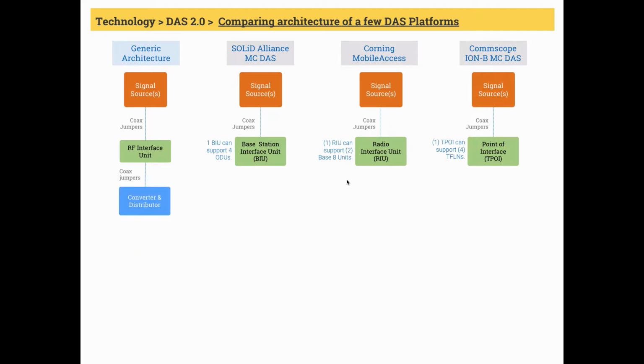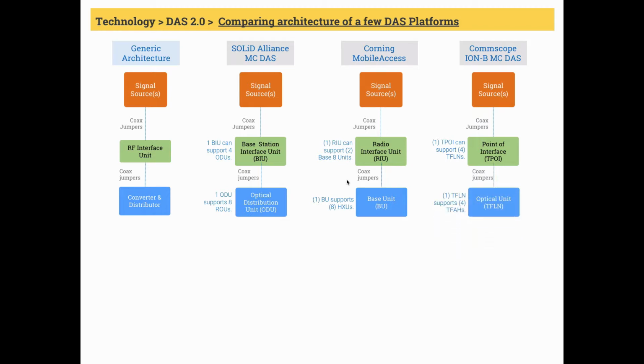So from the RF interface unit, RF is going into a converter and distributor to be converted into an optical signal. In the Solid platform, this converter and distributor is known as Optical Distribution Unit, or ODU. In Corning, it's known as Base Unit, or BU. And in CommScope, it's known as Optical Unit, or TFLN.